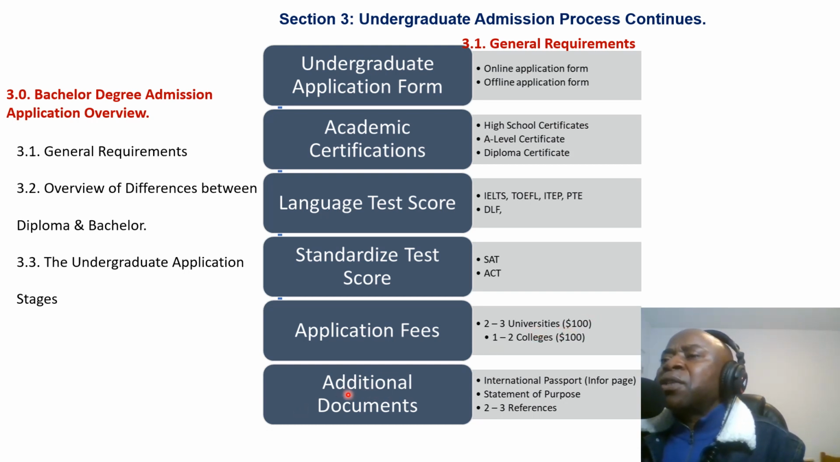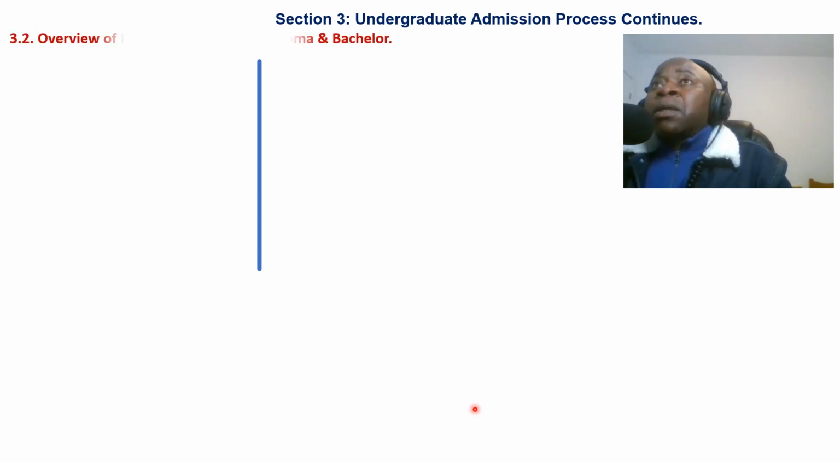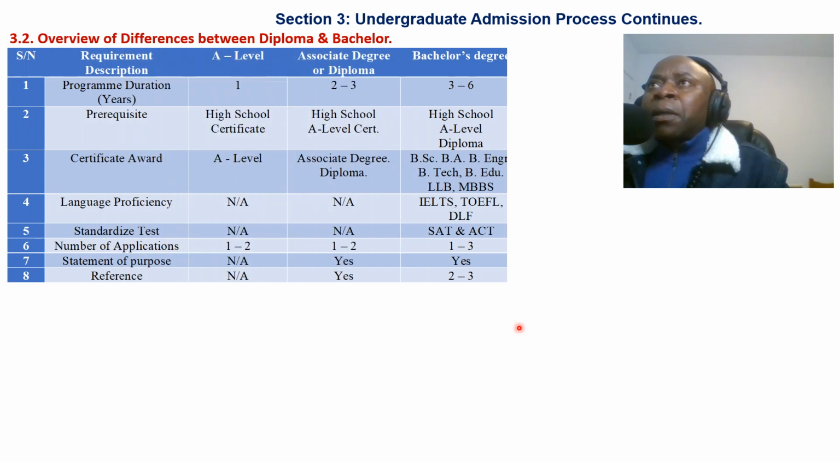Then you need additional documents, which include the international passport page. You must have a passport before you start the application. Then also you need to prepare a statement of purpose. You need 2 to 3 referees. That's the general requirement. Then the next thing is, what is the difference between a diploma and a bachelor?